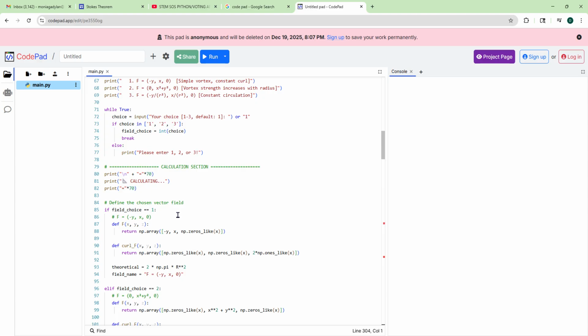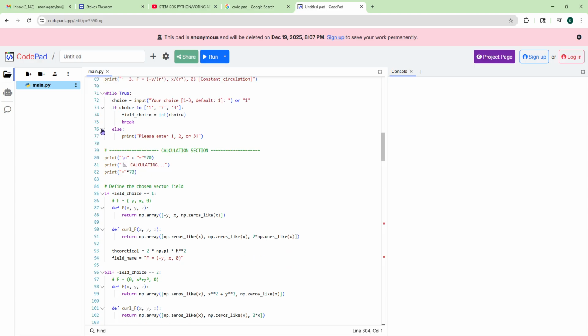For lines 74 through 79, the user is given the option to change the number of points used. This allows us to improve accuracy if needed, especially when the error is too large.